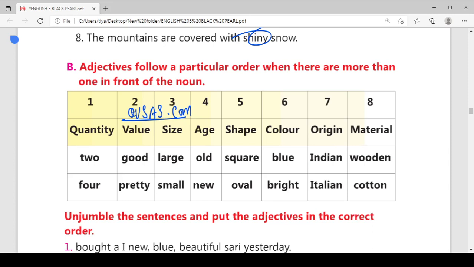Okay, so this is the website name, just remember it, and you will need to follow this order whenever you need to use two or more adjectives in a single sentence. Four pretty small new oval bright Italian cotton. Okay, so just take a screenshot and try to memorize.